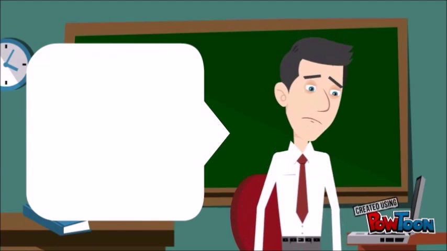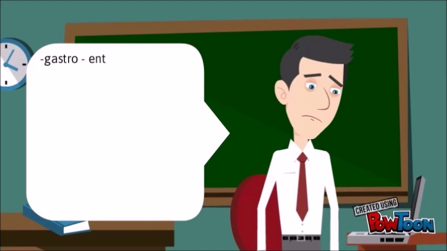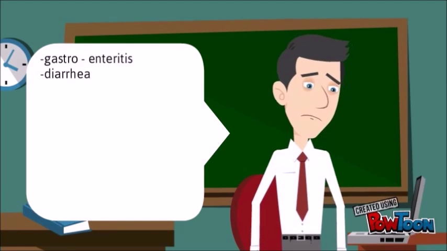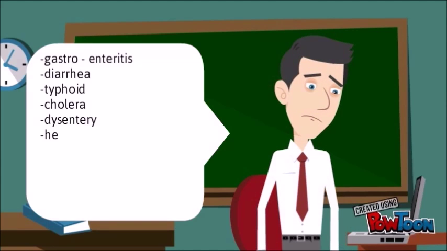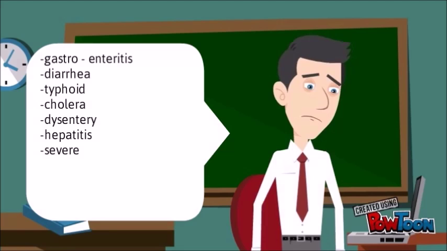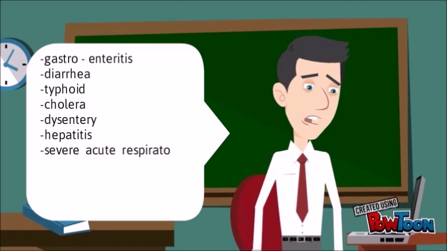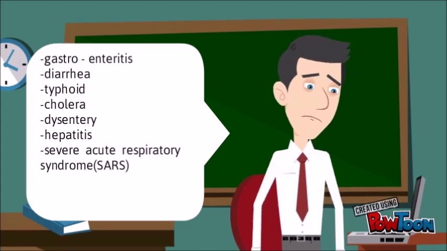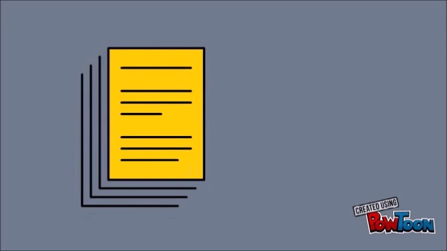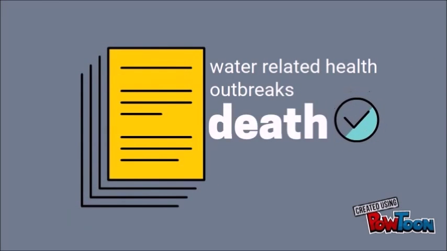Diseases caused by poor water include gastroenteritis, diarrhea, typhoid, cholera, dysentery, hepatitis, and more recently, severe acute respiratory syndrome, or SARS. The number of water-related health outbreaks, including deaths, reported in newspapers is going up.